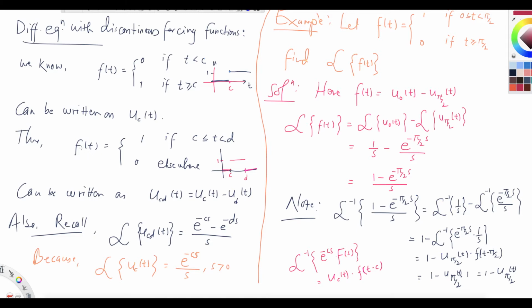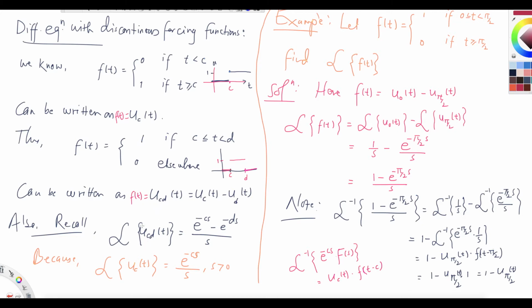So f of t can be written as u sub c d of t. That means there is 1 between c and d and 0 elsewhere. That can be written as u_c(t) minus u_d(t) if you want to write it using the indicator function. Now, also recall the formula to find the Laplace transform of u_cd(t).